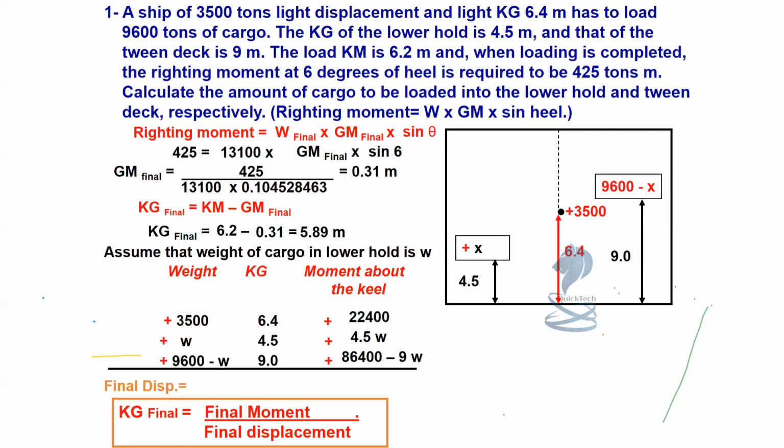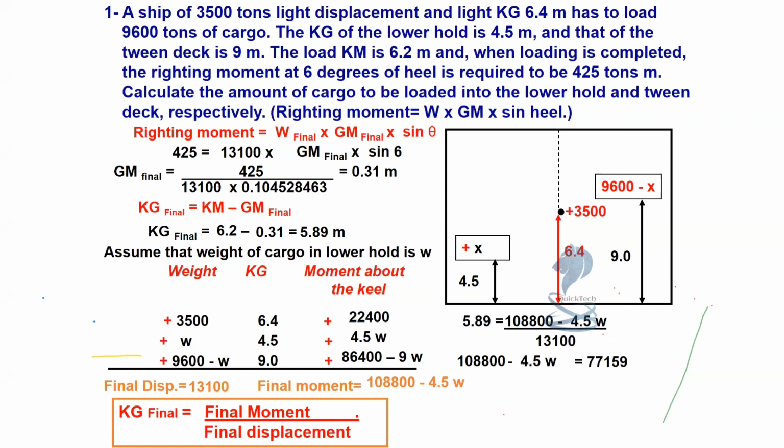Putting the value of KM and GM final, we can find out the value of KG final, that is 5.89 meters. Now assume the weight of cargo in lower hold as W, which was X in the diagram, and in tween deck it will be 9600 minus W. Hence putting all the values, we get final displacement as 13100 and the final moment as 108800 minus 4.5 W. Hence putting these values in the formula below, we can find out the value of W, that is weight in the lower hold, and then in tween deck.